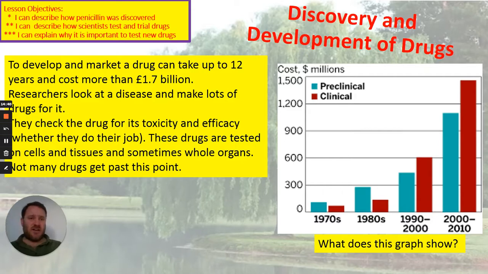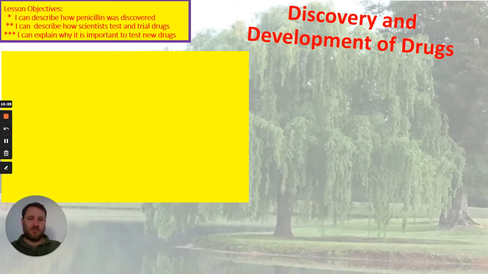Okay, so the graph shows preclinical and clinical trials for each decade from the 1970s up to 2010. And you can just see that the cost of preclinical and clinical trials has gone up and up and up. So we are much better today at testing all these drugs, making sure that nothing can go wrong, than we ever used to be.